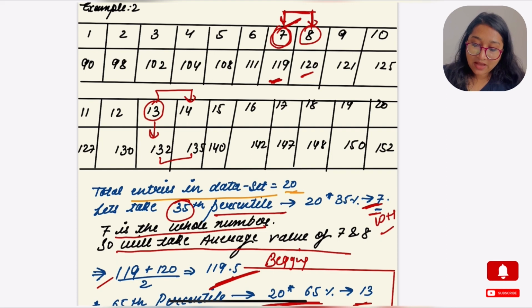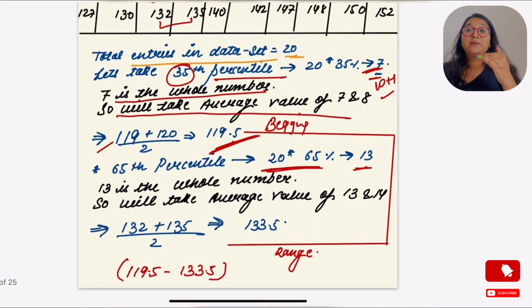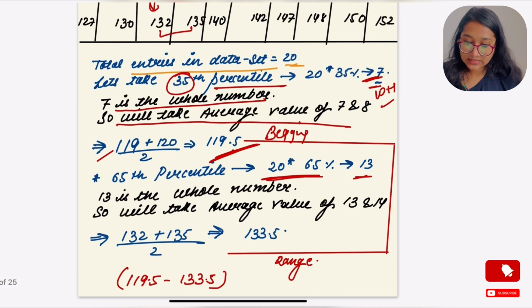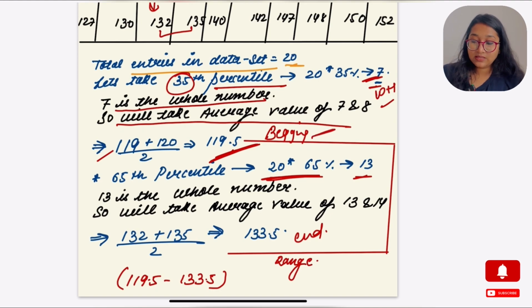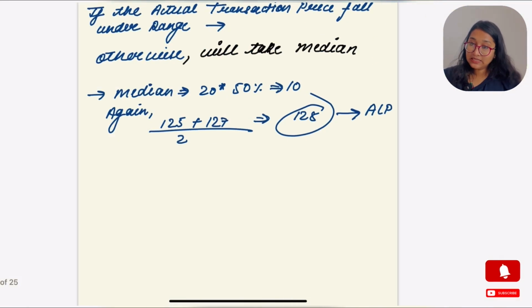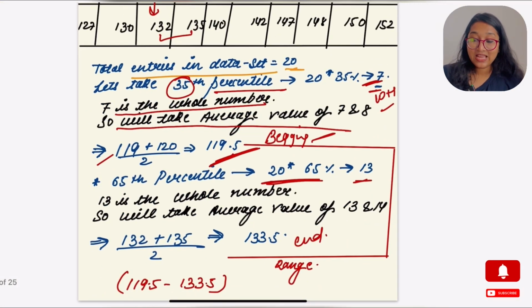So we have to take the average of 132 plus 135 divided by 2. This is 133.5. This would be the range, beginning from 119.5 to 133.5, right?